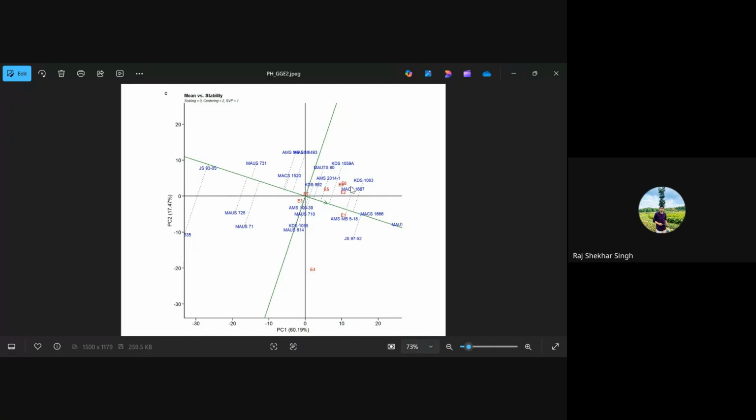Sir, for MAUS 731, we have to say that it is less stable but has high mean performance. See, these rankings are based on mean performance. Again, I am saying, in the direction is the superior performer, and in the opposite direction the mean value is low. That's why it is located on the opposite side.